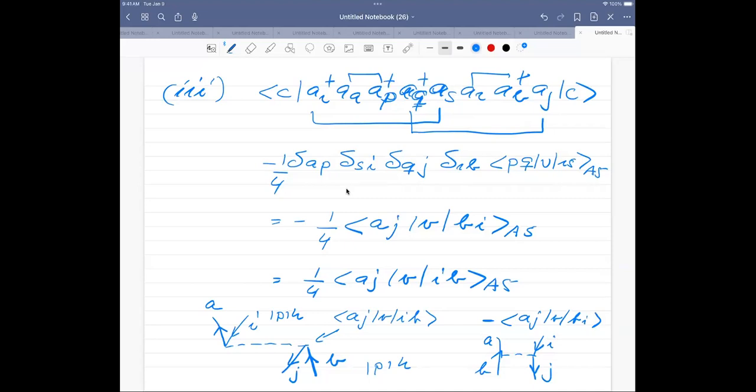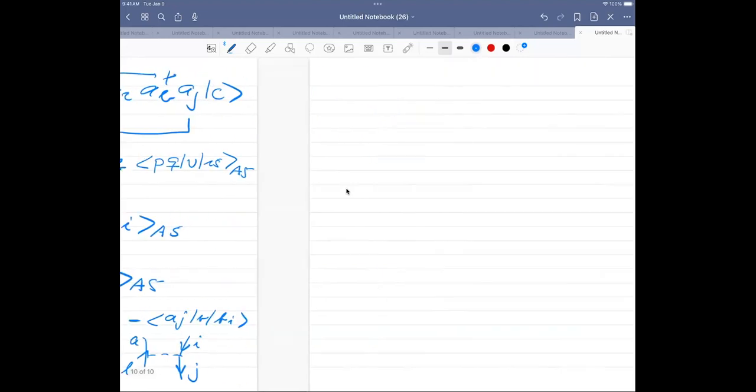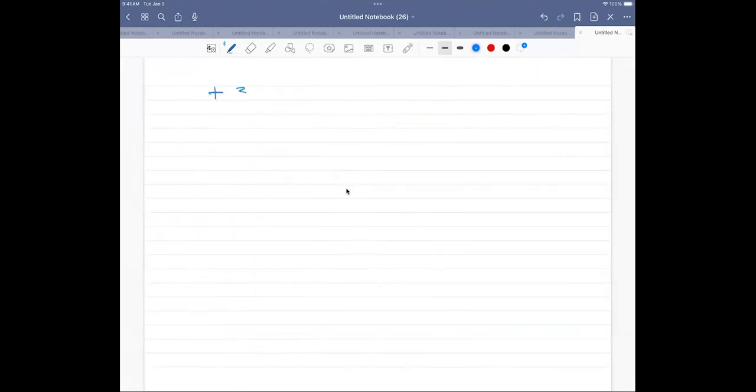Now, we have this factor of 1 divided by 4. There are 3 more possible contractions, so that all these contractions give us at the end the same matrix element. So plus 3 more similar contractions. So let's look at one of them. So let's bring it up again. So what we had now is a contraction here. Let me just set up my notes for it.